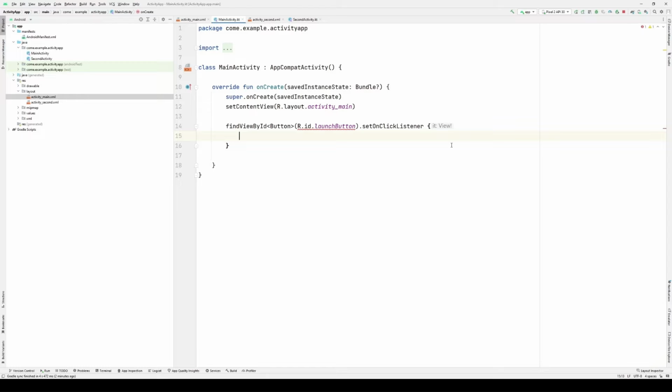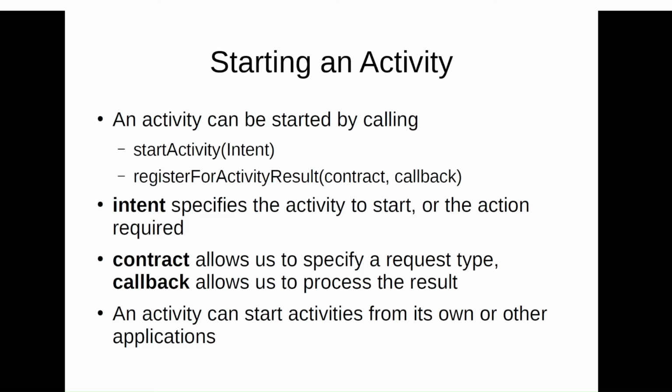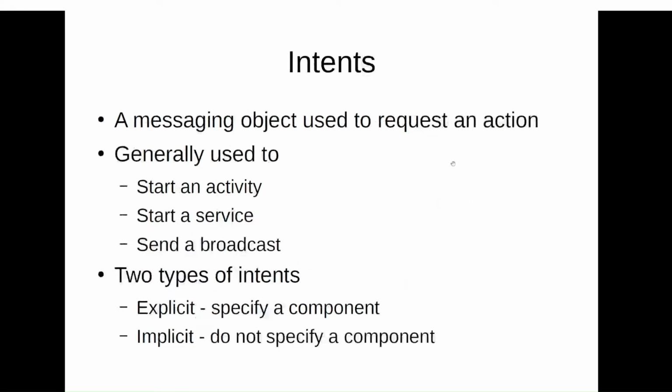Now, what I need to do here is first, I'm going to create an intent. The goal of the intent is to specify exactly what I plan to launch. An intent is a messaging object used to request an action in Android. Generally speaking, one top-level component can use an intent to make a request to the operating system that a message be passed to some other top-level component.